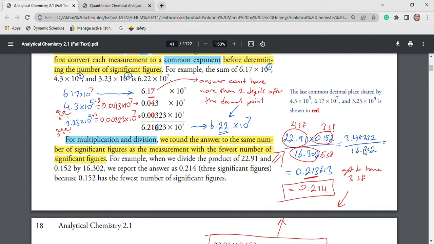So we divide those two numbers, and you come up with 0.213613. So again, what was our rule? We cannot have more than 3 sig figs. So the 0 is not significant. 213, those are the 3 numbers that we have to keep. But because the number after the uncertain digit is greater than 5, it will round up. So your answer will be 0.214.